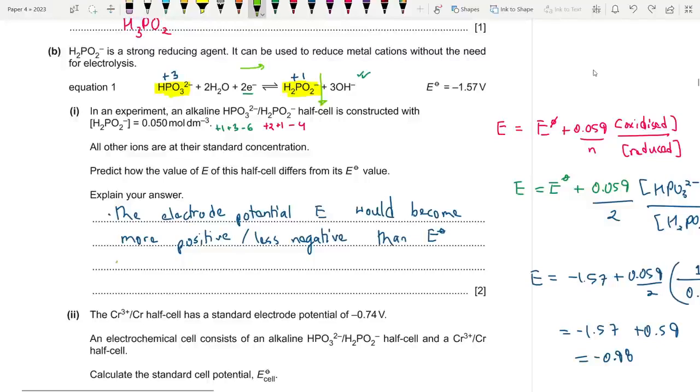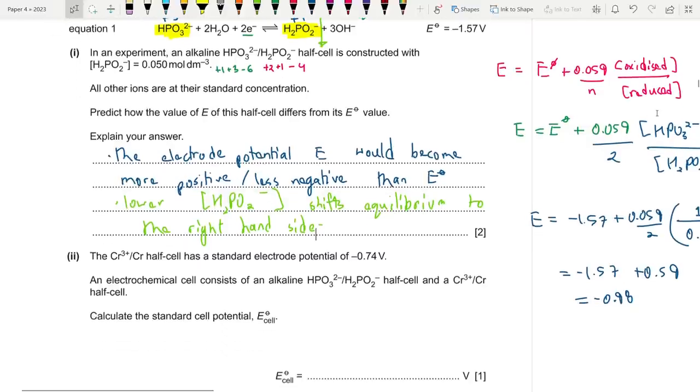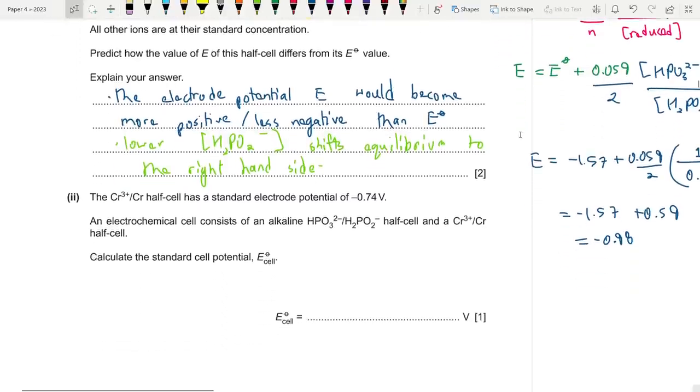That is the logic if you use equilibrium. Okay, so the logic is lower H2PO2 minus shifts equilibrium to the right hand side. Okay, as a result, it becomes a more positive value. And I've shown you the Nernst equation, so that's fine.